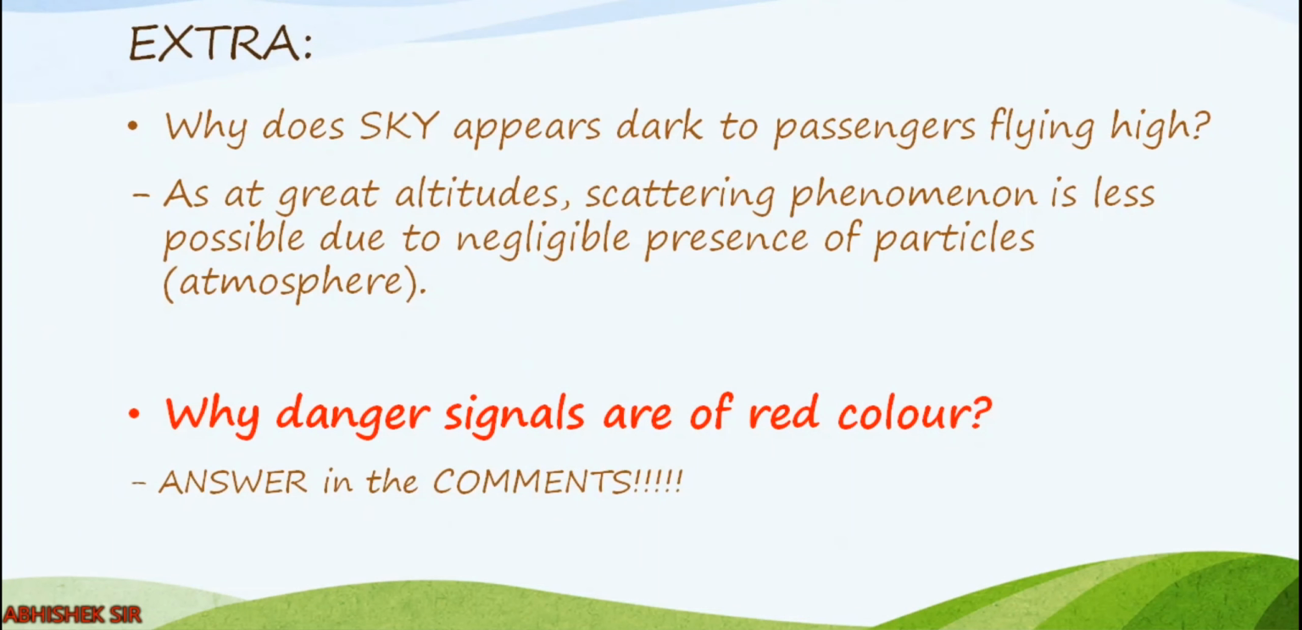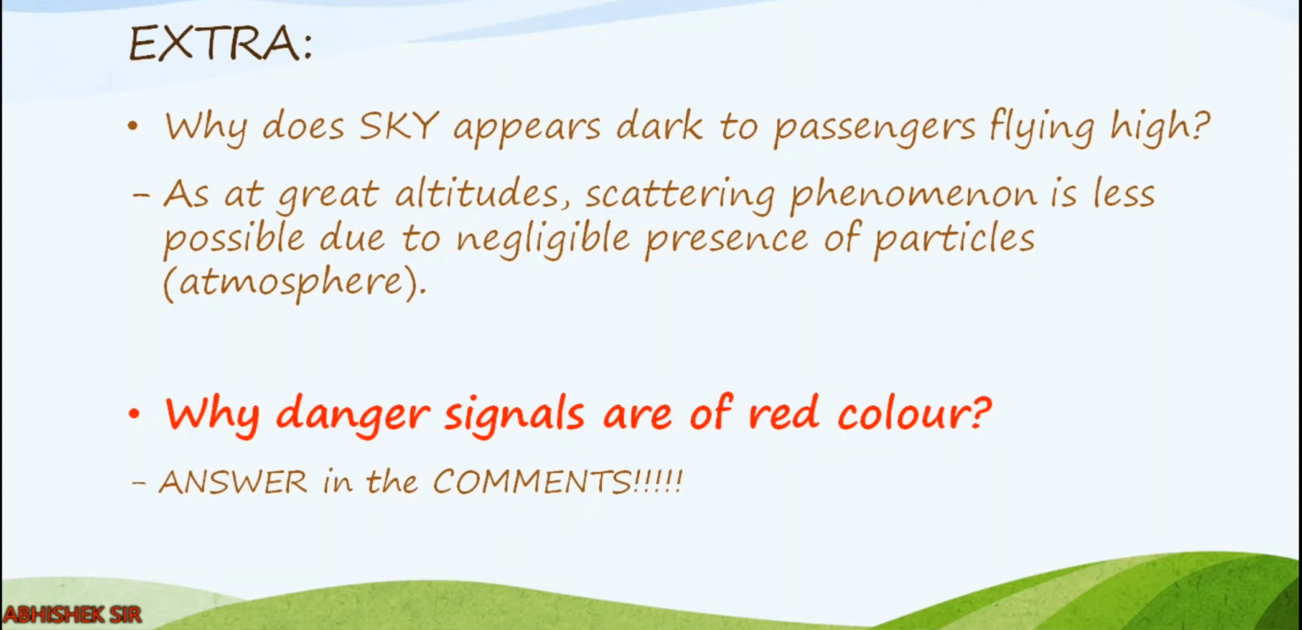Now something extra that can be asked in a short question, that is, why does the sky appear dark to passengers who are flying high? The answer is also given in the textbook: at great altitudes, altitude means height, at great heights, scattering phenomena becomes less. Why? Because near the surface of the earth there are more dense particles, more gases, but as you go higher, the density of air will decrease, so particles will decrease, so scattering phenomena will decrease. That is why the sky appears dark to the passengers, right?